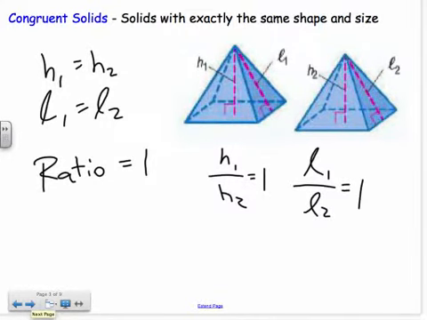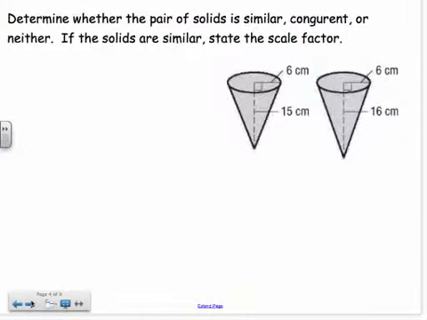Any number divided by itself is 1. So if they're the same thing, for example, let's say this was a height of 14 and this is a height of 14, 14 over 14 is 1, right? So as long as they're all the same, they're congruent. Don't need to spend much time with that. So let's take a look.